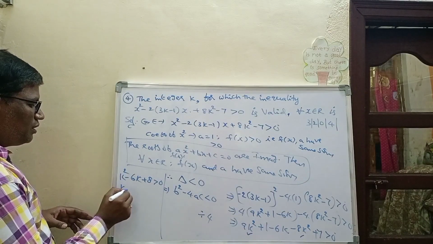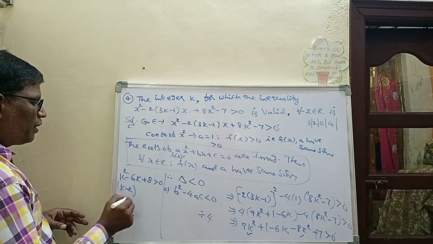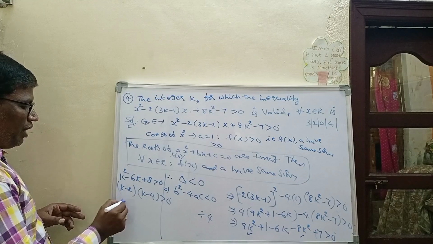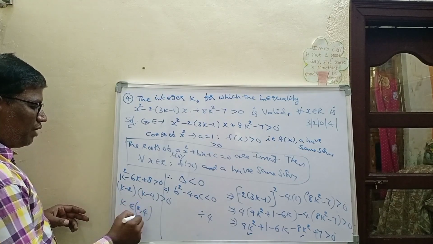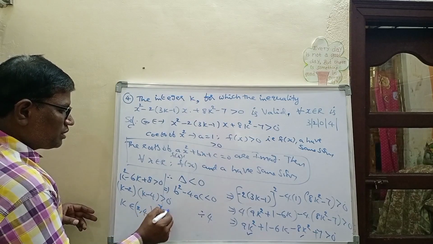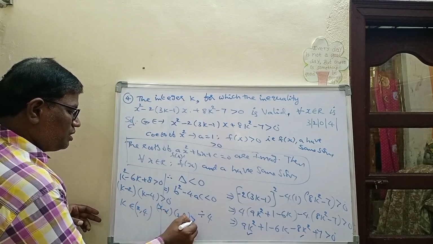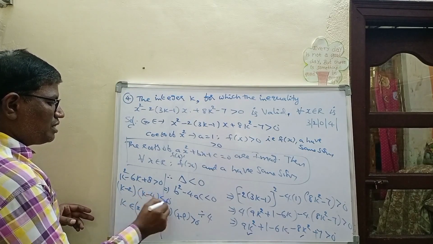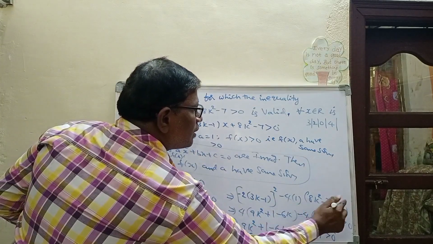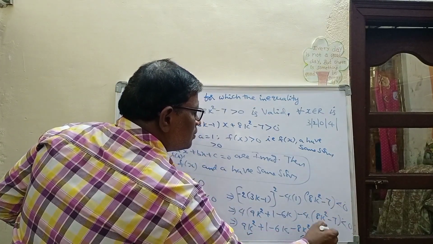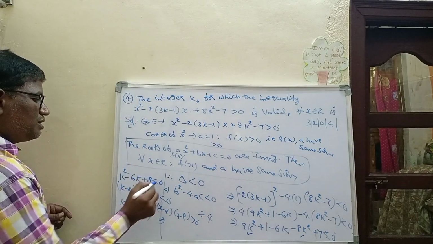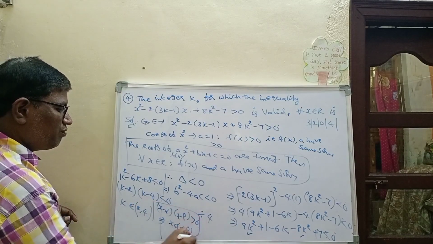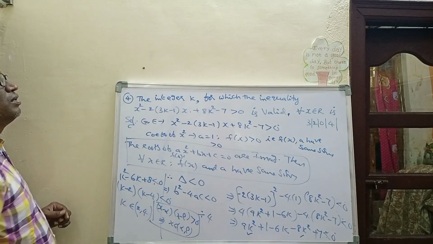So here take factors: (k minus 2) into (k minus 4) is greater than 0. Therefore k belongs to the open interval (2, 4), because our formula: (x minus alpha) into (x minus beta) is greater than 0, this is nothing but less than 0. Delta is less than 0. So here it is greater than 0, not greater than 0, so less than 0. This is also less than 0. So from this x belongs to the open interval (alpha, beta). So this is the formula, and k belongs to (2, 4).